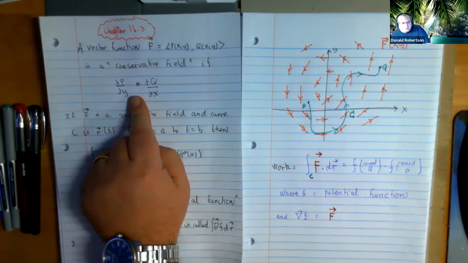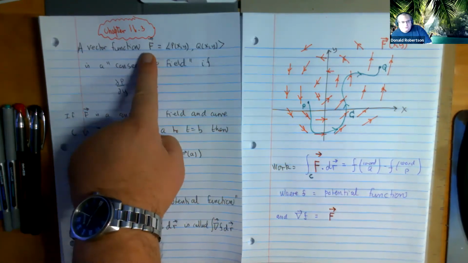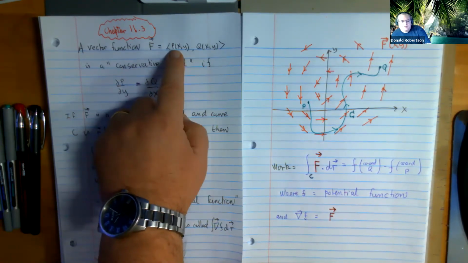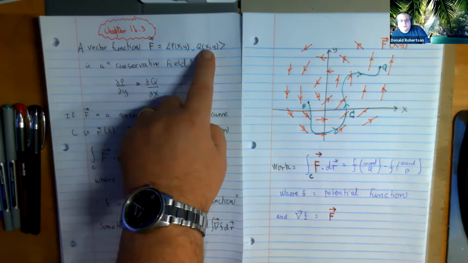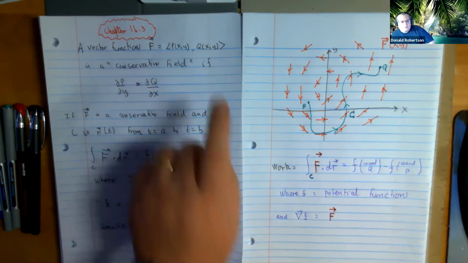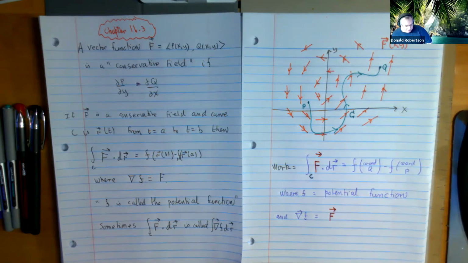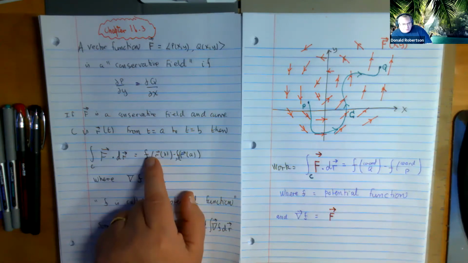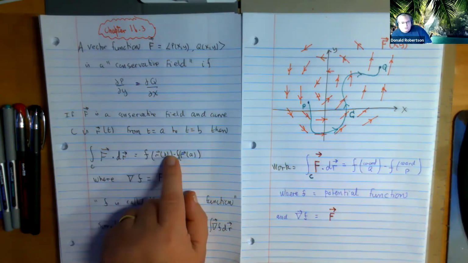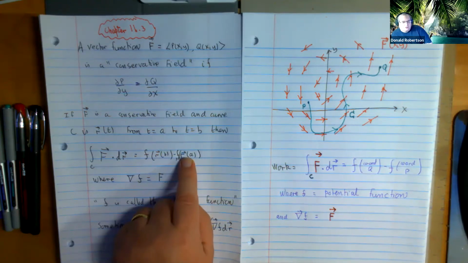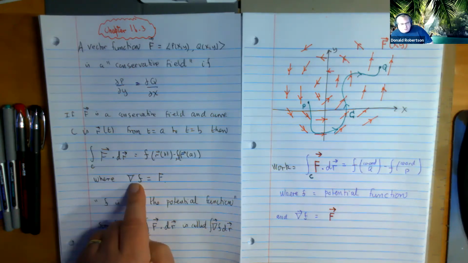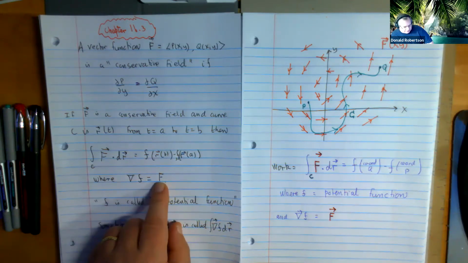If you have a conservative vector function or a vector field f, then this property has to be true, that the partial derivative of this function with respect to y has to be equal to the partial derivative of this function with respect to x. If it is a conservative field, then we can get the line integral by essentially finding the potential function at the end coordinate, take away the potential function at the start coordinate. And this here shows us how we calculate the potential function. We basically use the fact that the gradient of f, delta f, is equal to f.